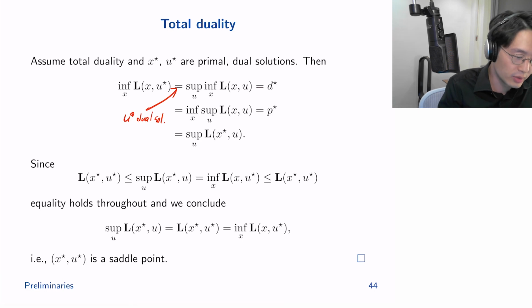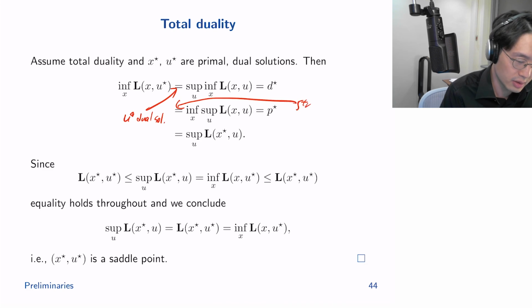Then we assume total duality, so we're also therefore assuming that strong duality holds. So we have d star is equal to p star. So this is by strong duality. And then we have inf sup is sup over u with x star plugged in. Again, this inf of sup over u is the primal minimization problem. And when we plug in x star, we have achieved the same optimal value. So this equality follows from the fact that x star is a primal solution.